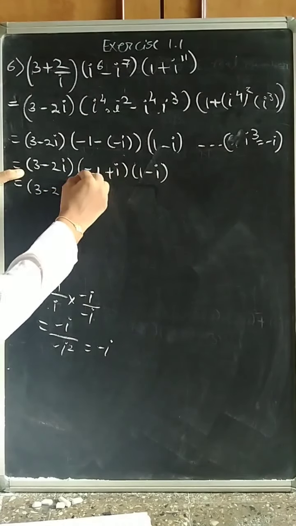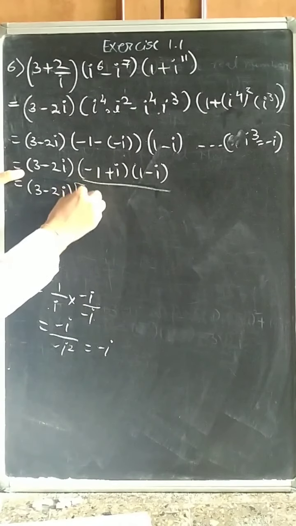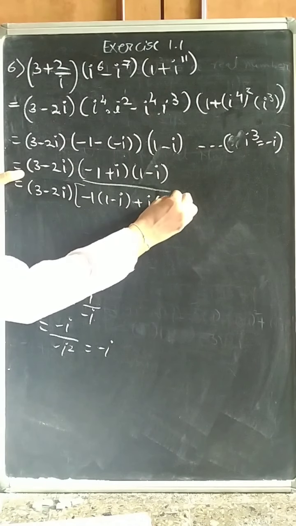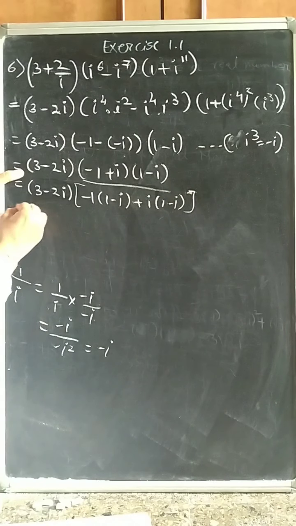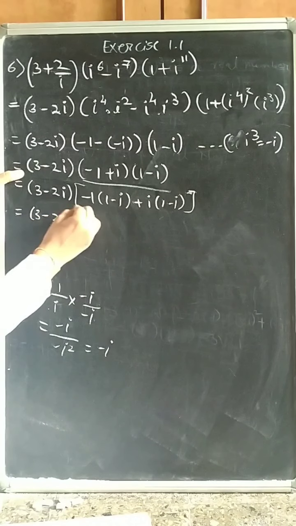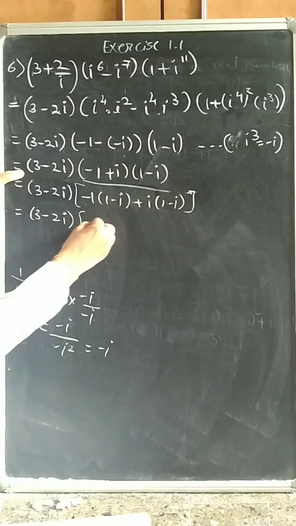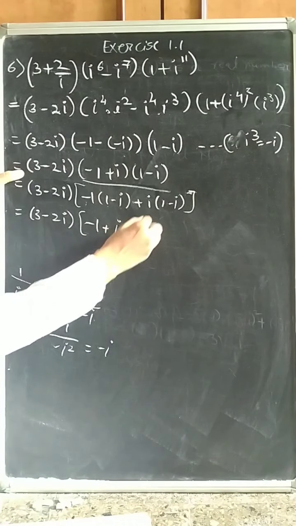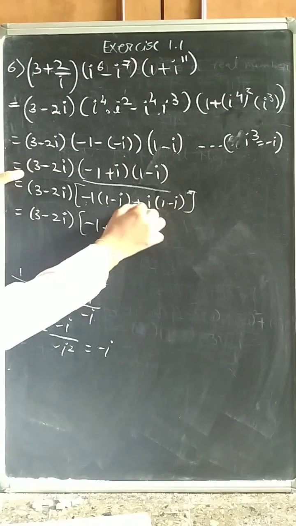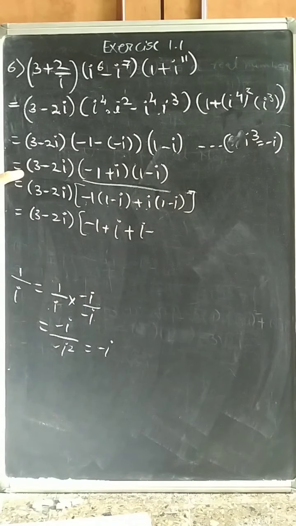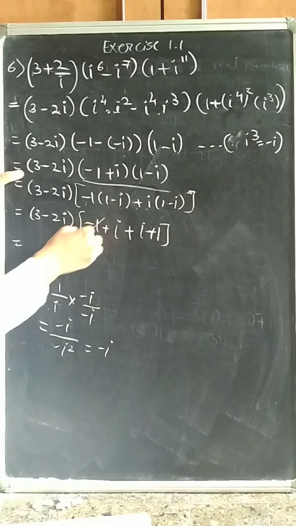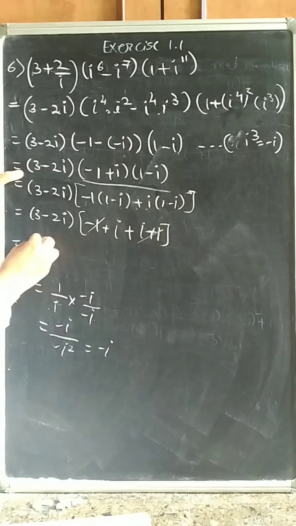Now let us do the multiplication of these two complex numbers. Minus 1 into 1 minus i plus i into 1 minus i, which is equal to 3 minus 2i as it is. This is minus 1. Minus 1 into minus i is plus i. Plus i into 1 is i. Minus i square; i square is minus 1, so this is plus 1. Minus 1 plus 1 get cancelled.